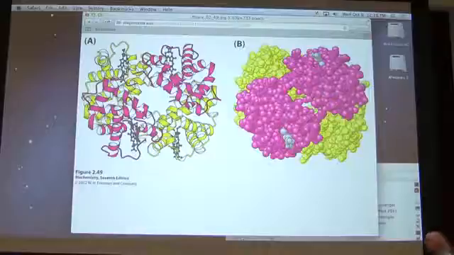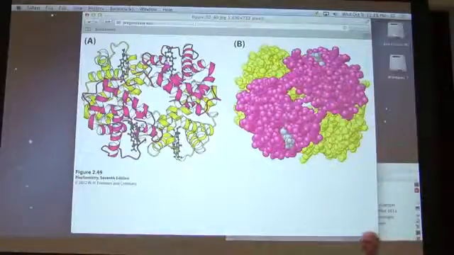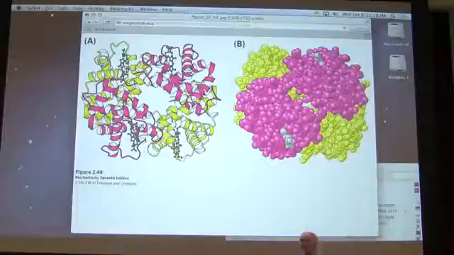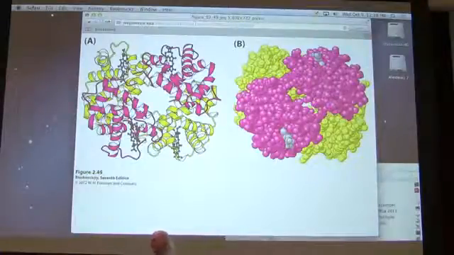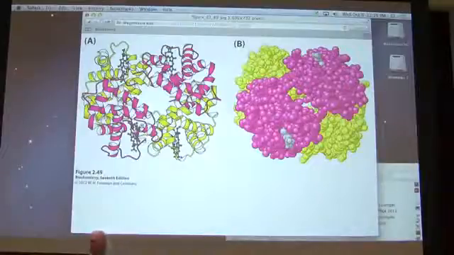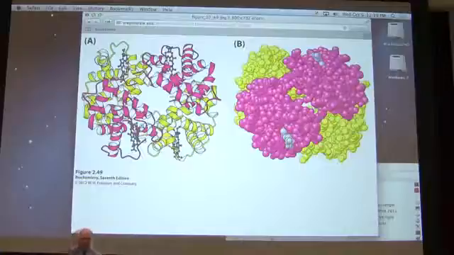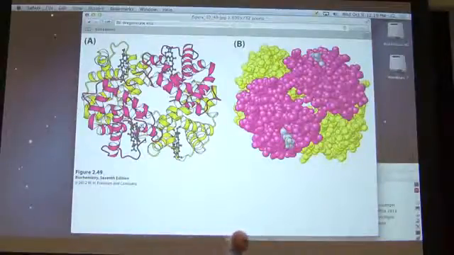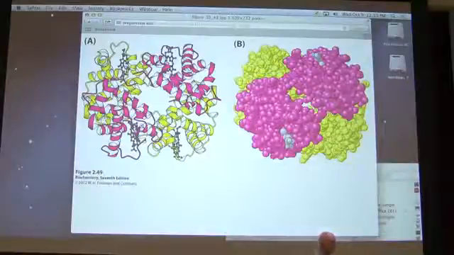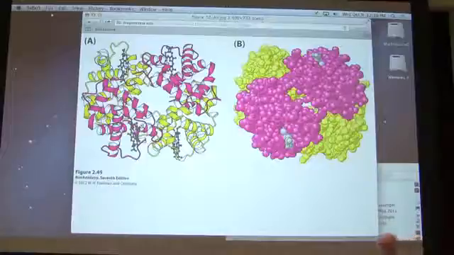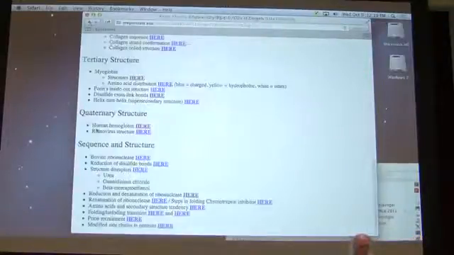Now, notice all proteins don't have quaternary structure. Not all proteins are multi-subunit. Myoglobin that I showed you earlier is not a protein that has quaternary structure because it only has 1 subunit. It takes at least 2 to interact, right? Hemoglobin, which is related to myoglobin, has 4 subunits. And we'll talk more about both of those later. Okay. So, that's quaternary structure.